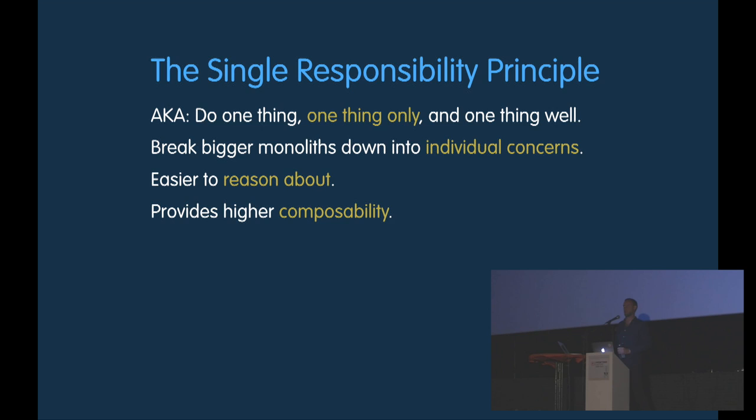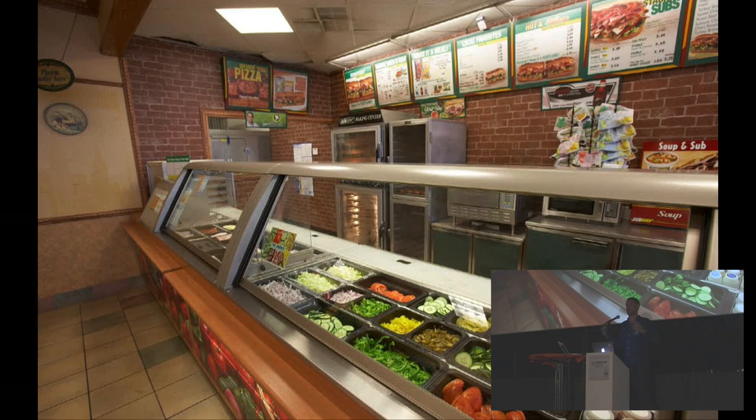Now, there's actually a surprisingly good real-world metaphor for the single responsibility principle. That is Subway, the sandwich restaurant. Subway applied the single responsibility principle to food really, really well. That's because when we go to Subway, we don't order a sandwich, we are presented with the ingredients. We put the sandwich together ourselves. Subway took the idea of this monolithic sandwich, which is going to be the name of my new band, and broke it down into tiny, tiny bits of ingredients that you can piece together in any combination you want.